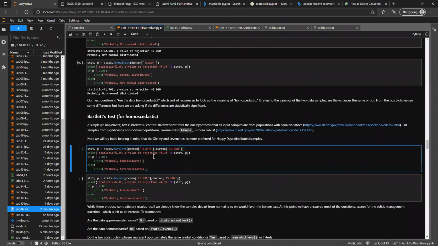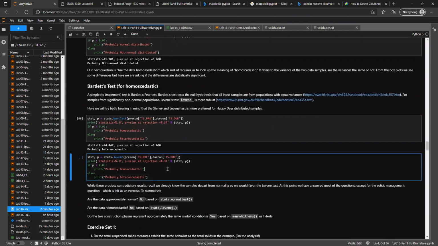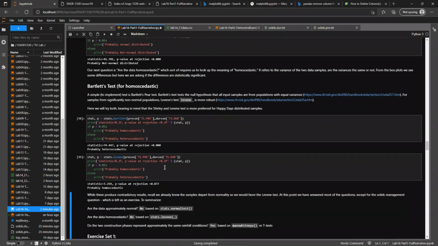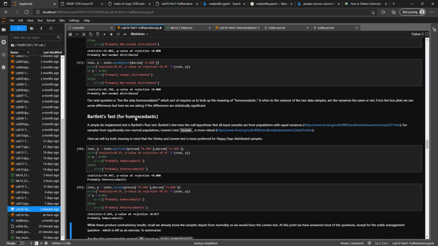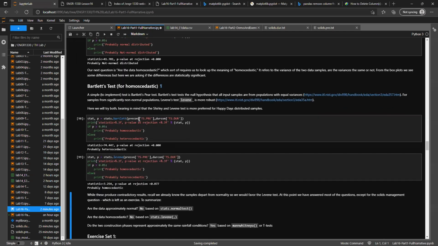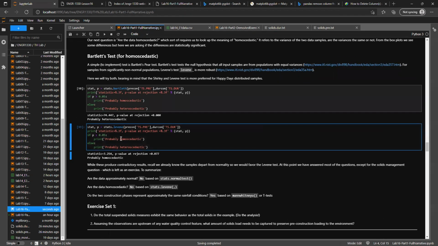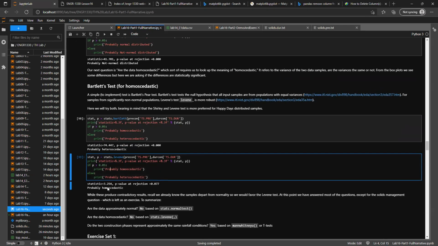So let us try looking at these here. This is two different tests for homoscedasticity, I guess. The first test says that it rejects the null, where the null is saying that it is probably homoscedastic. And the second test, the Levene test, does not reject the null. Interesting.